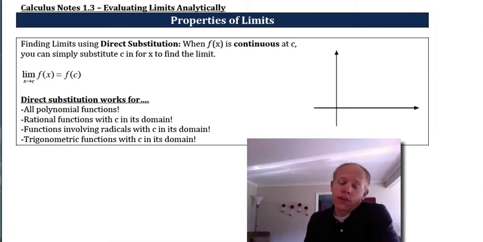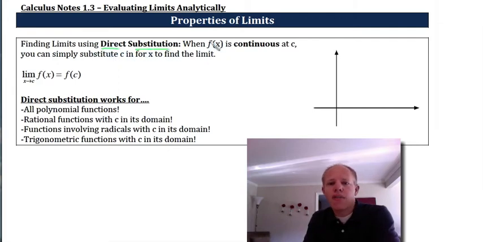So we used our first two methods, graphically and numerically, last time, looking at the graph and then plotting a table of values. And this time we're going to see how we can use the equations themselves to find specific limits. So we're going to be doing this using direct substitution today.